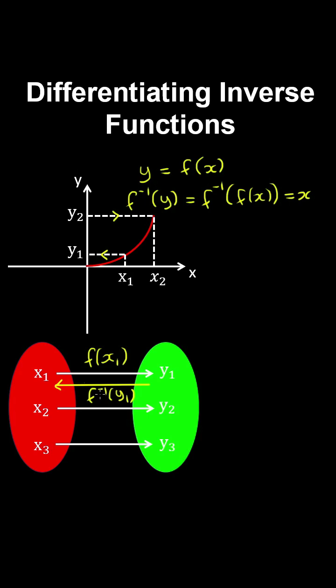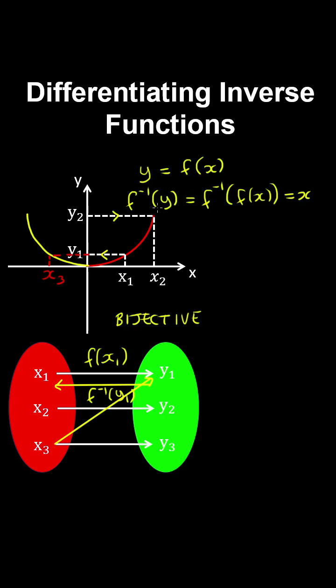Now for the inverse to exist, the function must be bijective, meaning that every x value maps to exactly one y value. So for example, if x3 also mapped to y1, then the inverse would not exist, because we don't know which direction to go when we take the inverse of y1. And that can be seen using something like this.